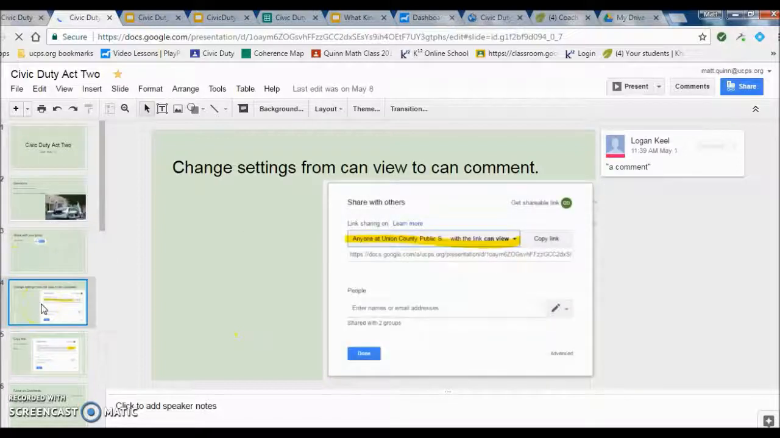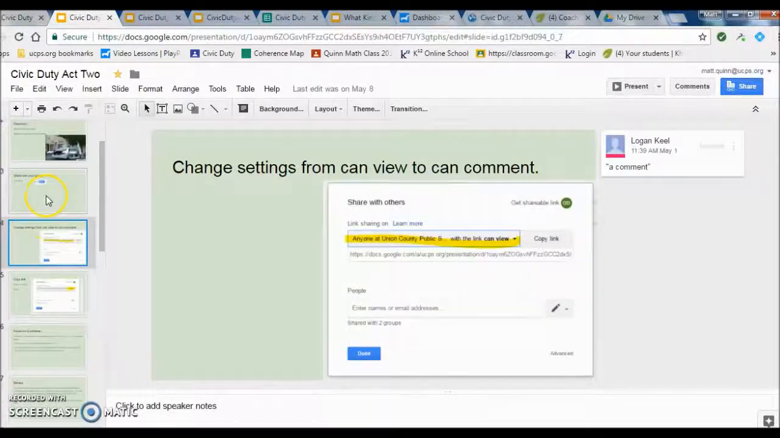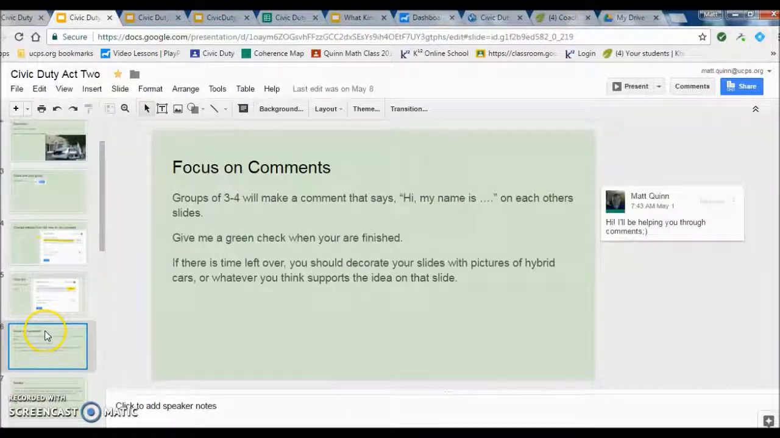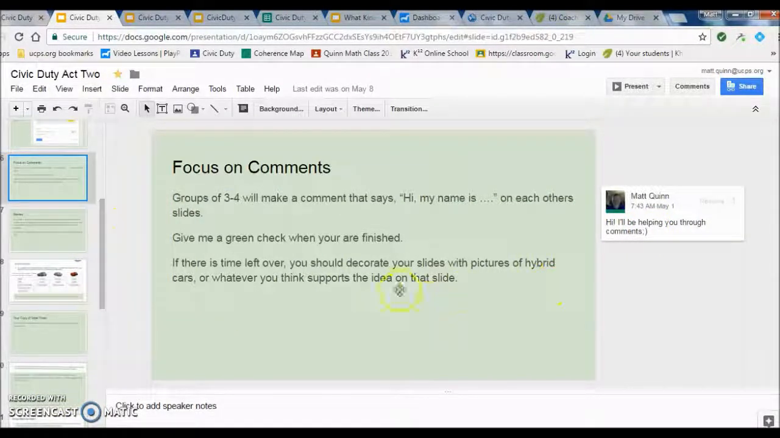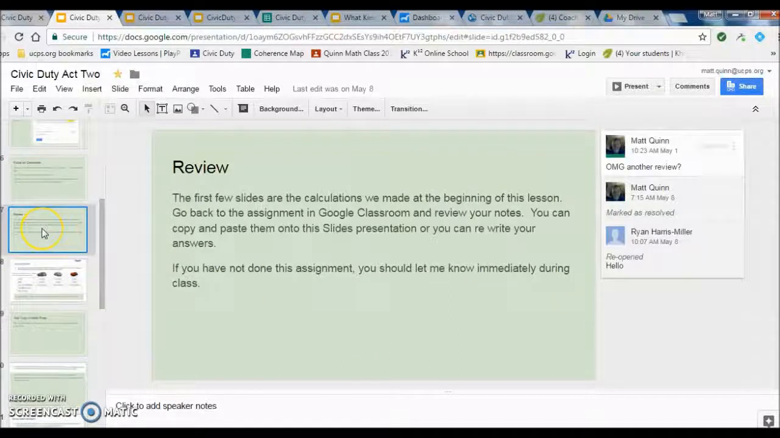We went over this in class. We talked about it. The emphasis on this one was to begin sharing comments. All right, focus on comments. And here I am over here saying, hi, I'll be helping you through comments. I read a pretty interesting book while we were testing. I borrowed it from Miss York, and I thought this would be a good place to practice.